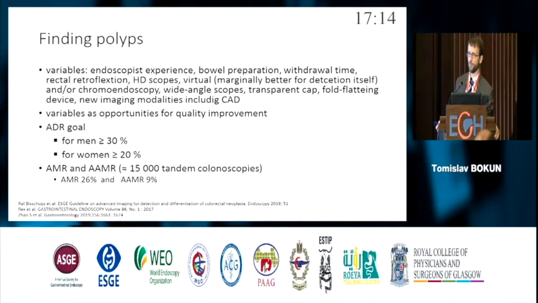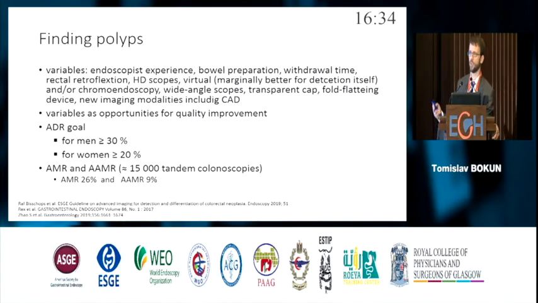So first, before classifying polyps, we have to find them, and there are lots of variables around it. Endoscopist experience is very important, but bowel preparation is very important too. So are withdrawal time, rectal retroflexion, and what kind of equipment we have. Do we use high definition scopes? Can we use virtual chromoendoscopy, which is actually marginally better for detection itself, but we need it for the classification of the polyps. Also wide angle scopes, transparent cap, fold flattening devices, and new imaging modalities including computer-aided detection. And these variables actually are opportunities for quality improvement.